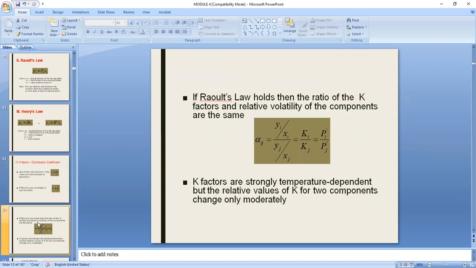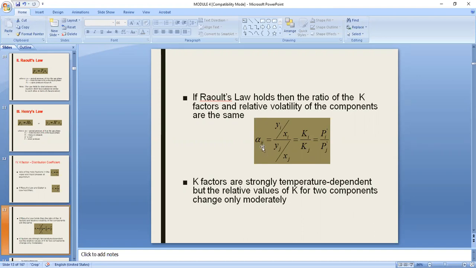Again, if Raoult's law holds, we have this relationship between the K factor, or the distribution coefficients, based on components I and J. So if we take the ratio of these K factors, that would also be equal to the relative volatility of our system. So the relative volatility of component I with respect to J.